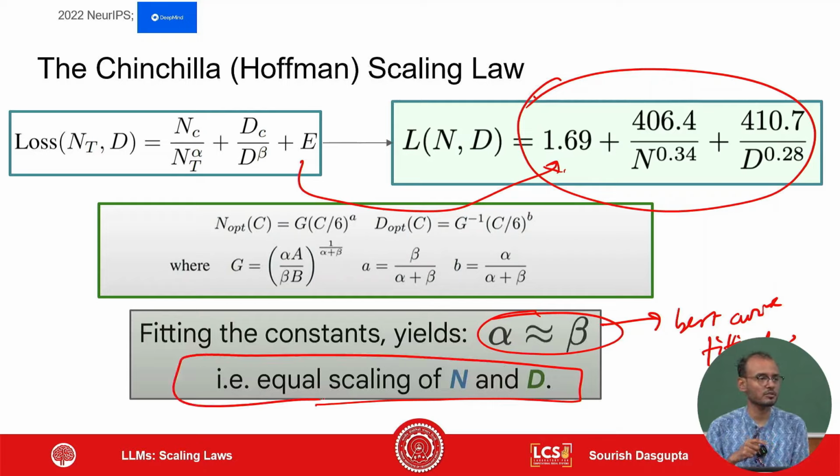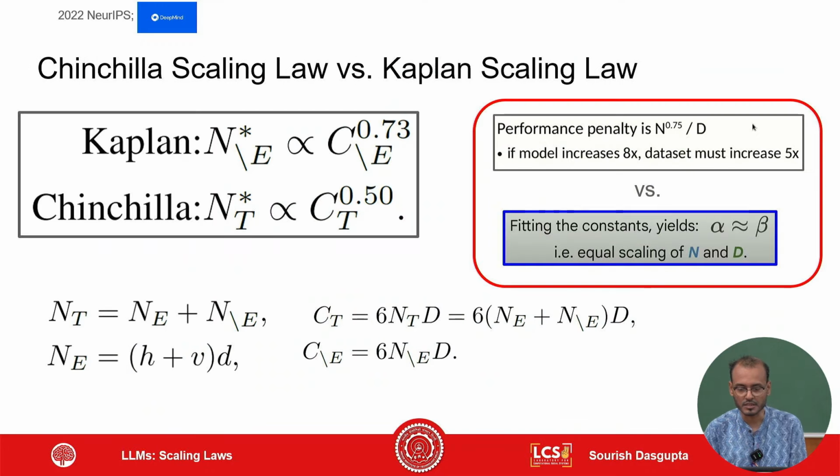This is a little bit different from what Kaplan proposed. Kaplan said that if you increase your N by 8 times, your D should increase by 5 times. But the Chinchilla people said no, it's not like that. You should scale equally. If that is 8 times, this should also be 8 times. If that is 5 times, this should also be 5 times. That's the primary difference.